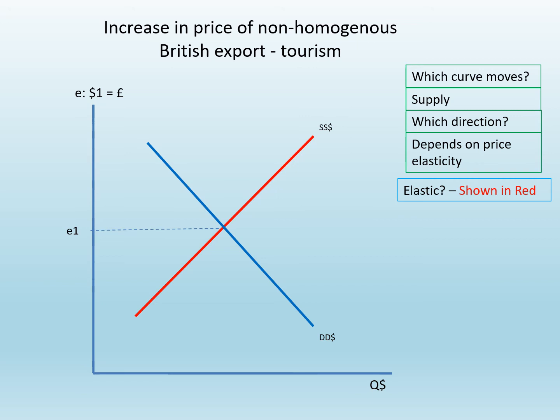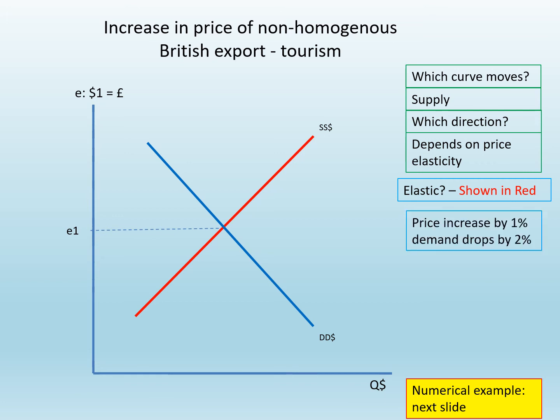So if it's elastic, for example, we'll show this as a movement in the supply curve, but we're going to use a red colored supply curve to illustrate that. And by the way, the numerical example of what we're going to do here is shown in the next slide. So this is a bit confusing. Look at the numbers in the next slide.